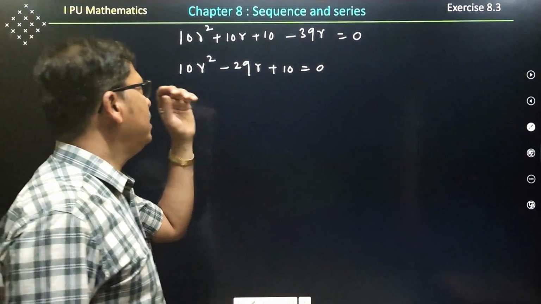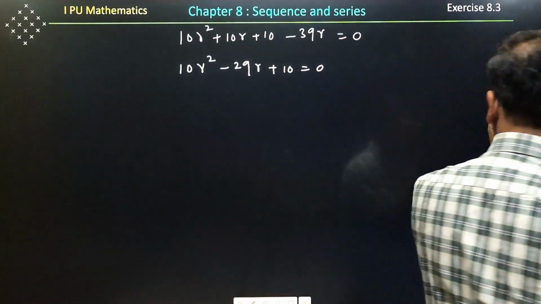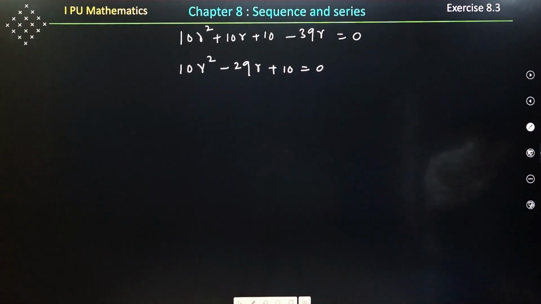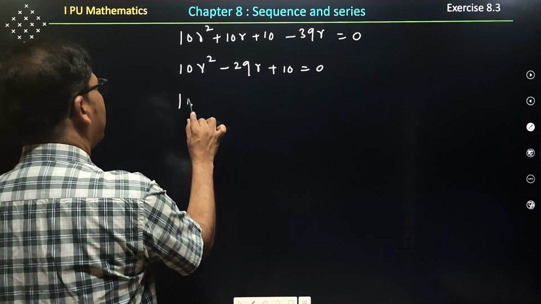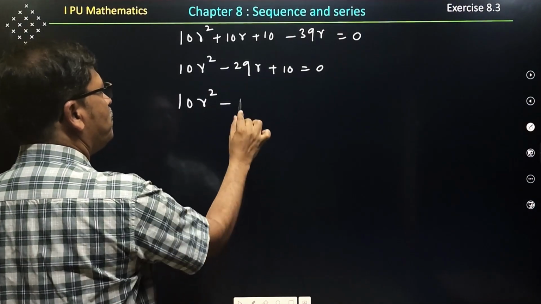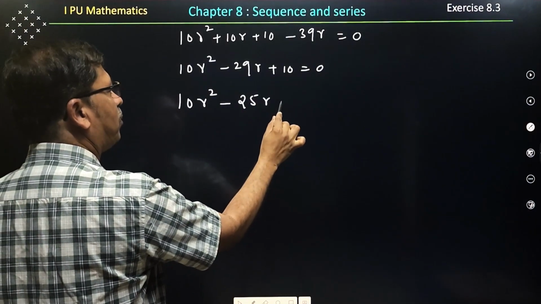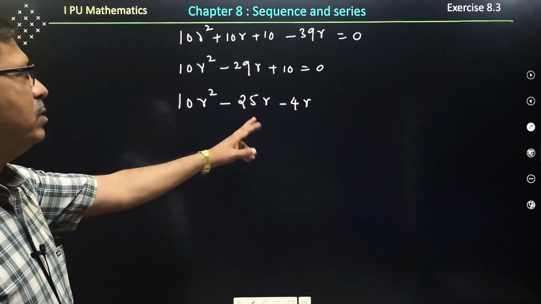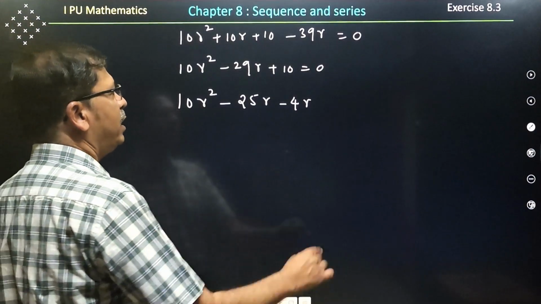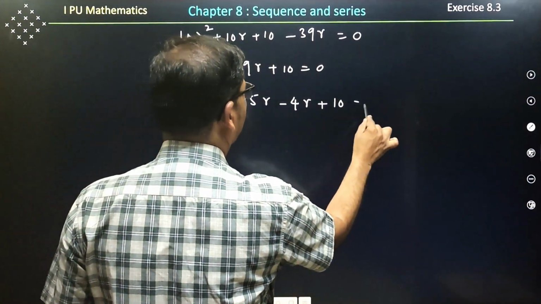10R square into 10 is 100R square. Split 100R square. Let me check the equation here. 10R square minus 29R plus 10. It is correct here. 100R square, you split 29R. How do you split? Can you tell me? 25 and 4. 25 minus 4 is 29R, and the product will be 100R square. Plus 10 is equal to 0 here.